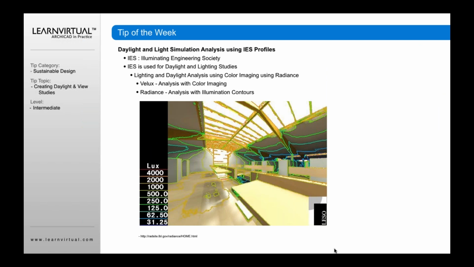radsite.lbl.gov/radiance/home. Radiance can be used also to do color imaging, but it can also be used to do illumination contours, as you can see in this particular rendering, where the yellow is the light coming in, and as it fades off to the edge, that light is less intense.